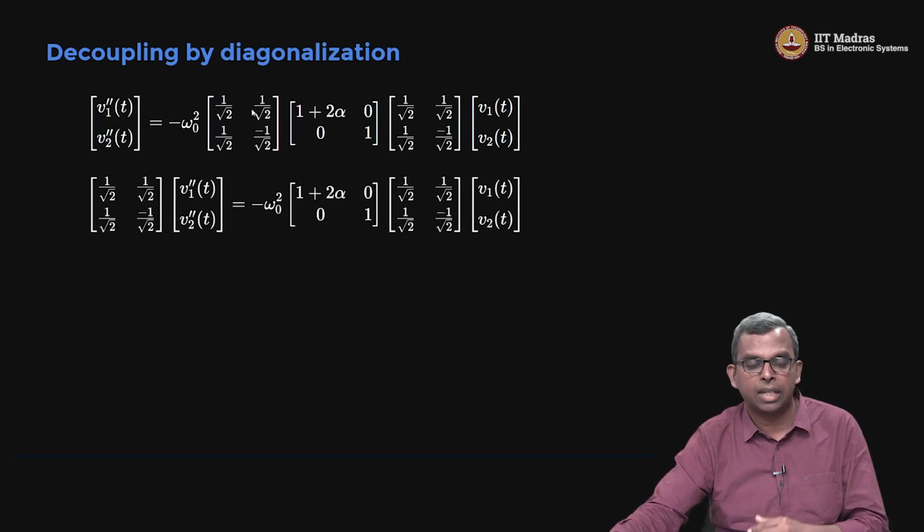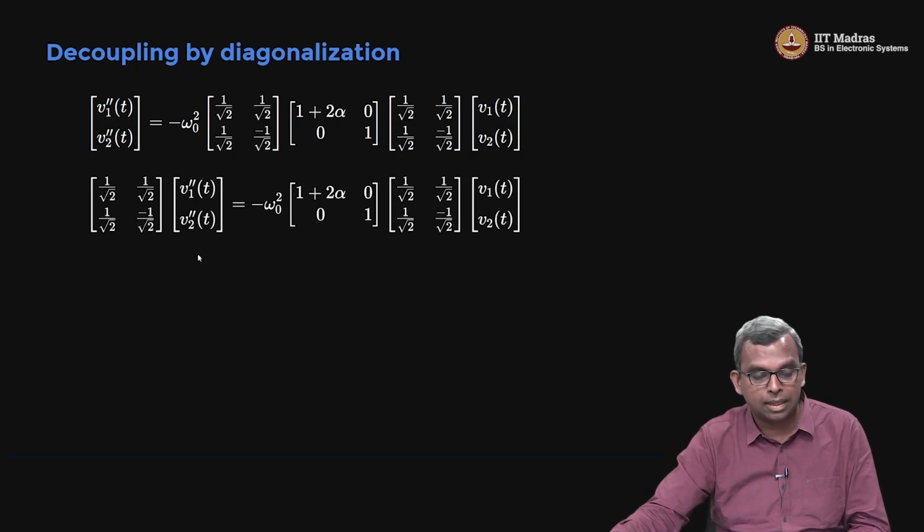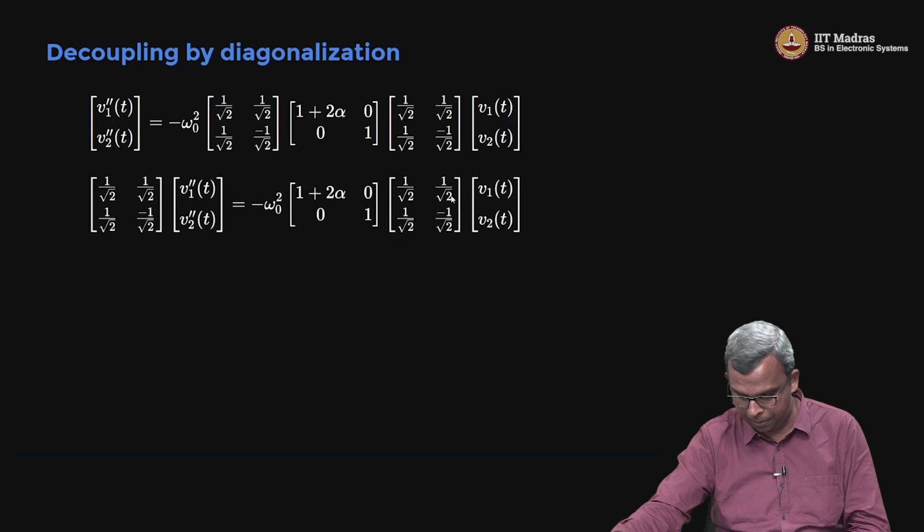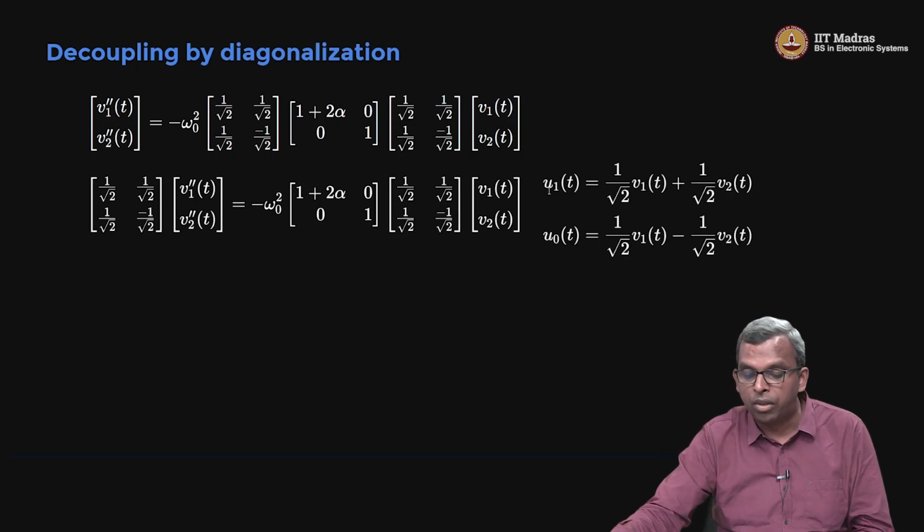You have to multiply both sides by the inverse of that matrix, but the inverse of that matrix is equal to the transpose of that matrix, which is itself. So you multiply by the same matrix on this side, you get this equation. Now you see this product here and this product here suggests a change of variable. What is the change of variable? I am going to change my variable to u1 of t and u0 of t.